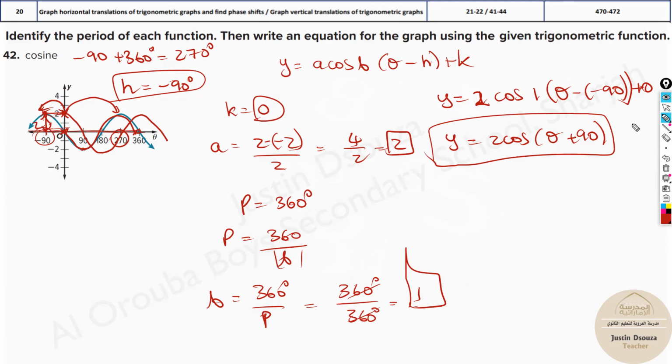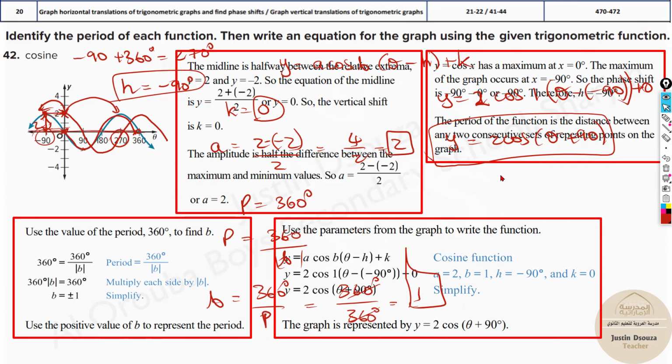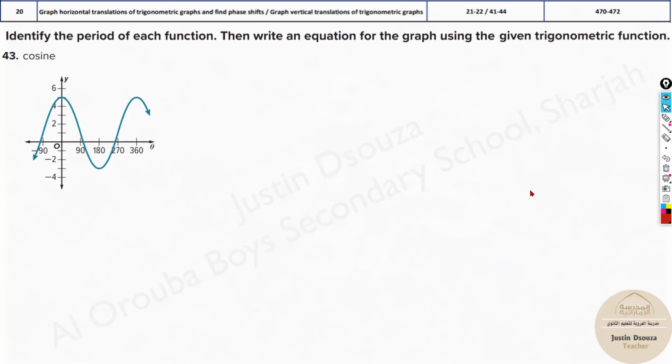Now you have to just write it in detail, but this is the main concept. Now if I was correcting the paper, as long as you have written all this, that means you have understood. If you have drawn this on the figure, I would have given full marks because you understand the concept. That's more than enough. So here the answer is 2 cos(theta + 90). That's the answer. I hope this is clear.